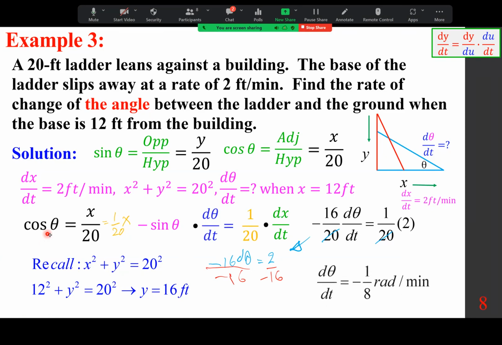radians per minute. I want to explain the units. As you remember, this was per minute, so it's still per minute. But what about the units of the numerator? When it comes to calculus, you always use radians for the measurement of angles unless otherwise mentioned. So negative 1 over 8 radians per minute.